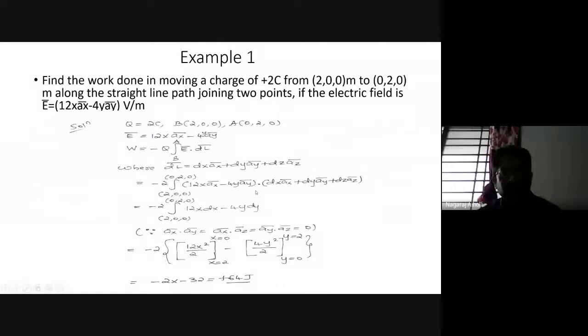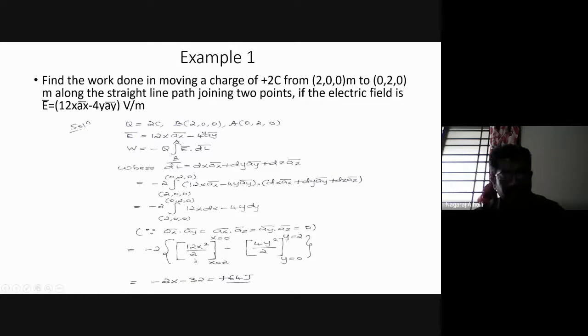Then for the other dot products, we know that ax bar dot ay bar, ax bar dot az bar, and ay bar dot az bar are 0. I explained this when I was explaining the unit vectors. It is in cyclic order: x to y, y to z, z to x. When you take the dot product of x with y, it is 0. X to z is 0, z to x is 0, y to z is 0. Only the vector dotted with itself is unity.